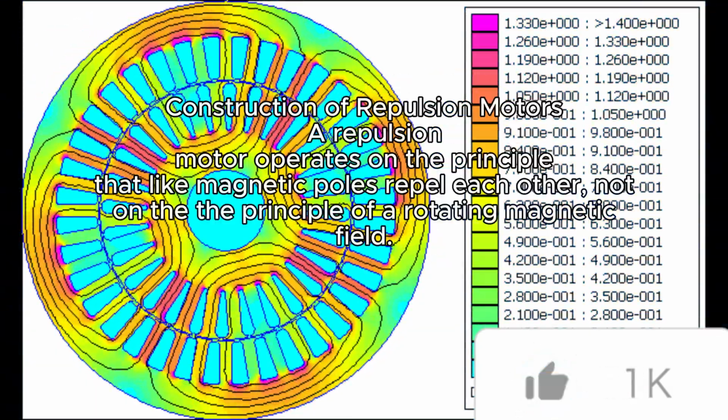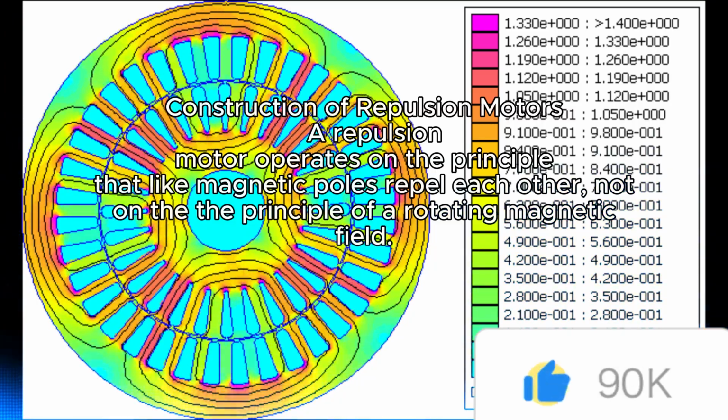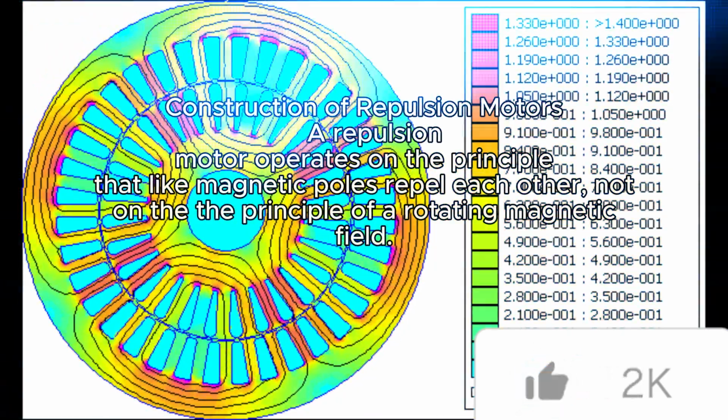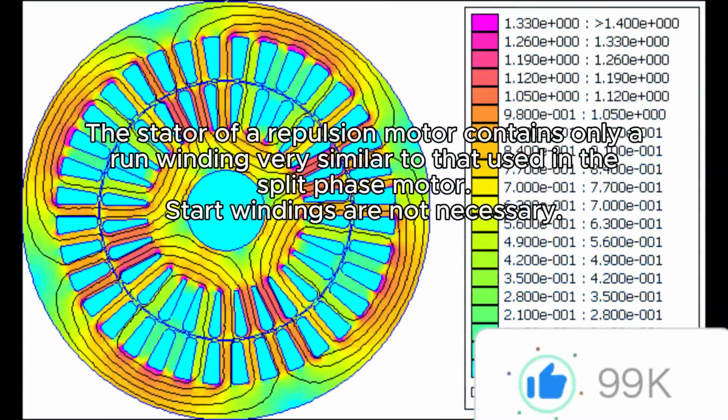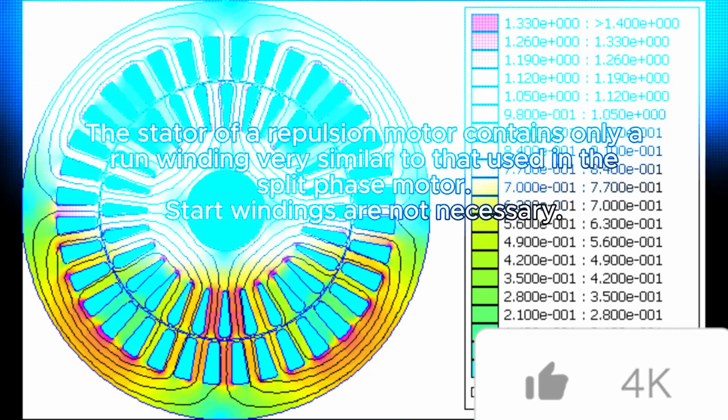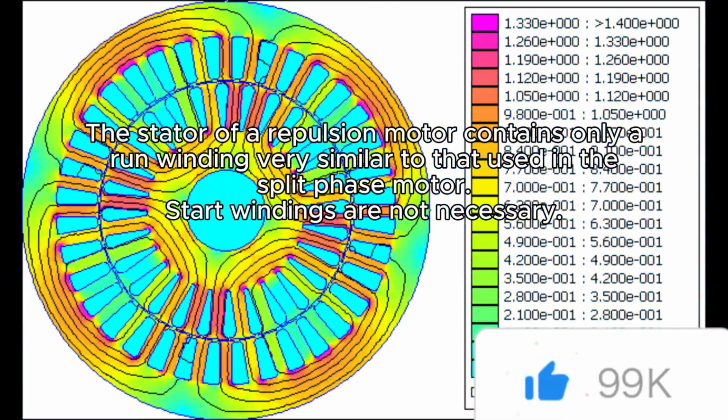Construction of repulsion motors. A repulsion motor operates on the principle that like magnetic poles repel each other, not under the principle of a rotating magnetic field. The stator of a repulsion motor contains only a run winding very similar to that used in the split-phase motor. Start windings are not necessary.